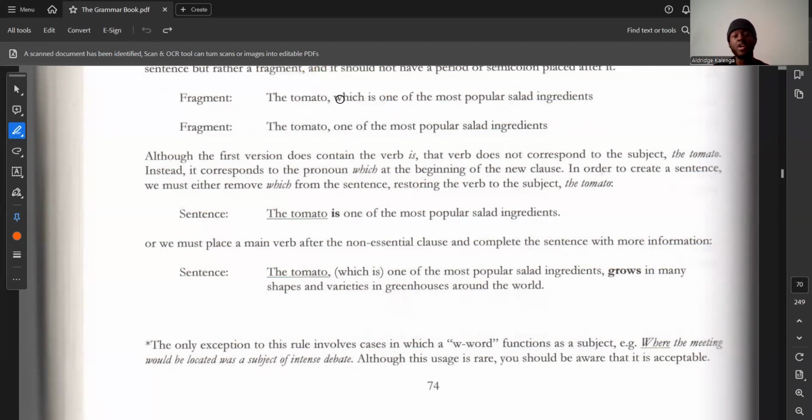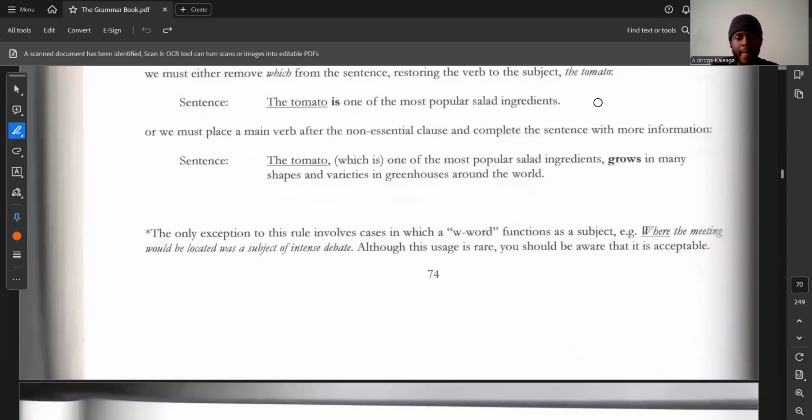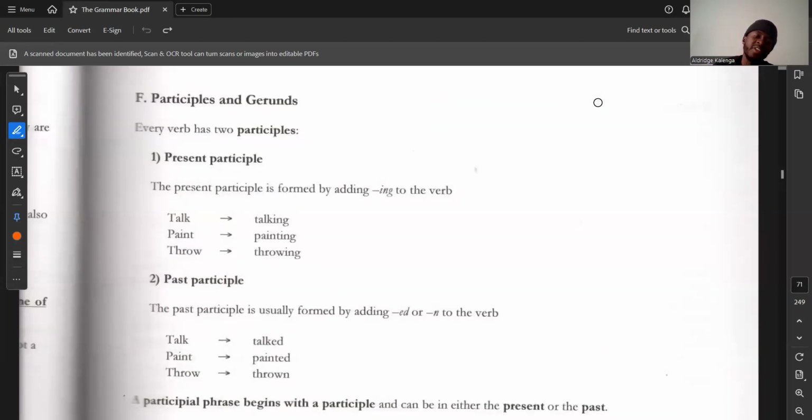If you say the tomato, which is one of the most popular salad ingredients, is a fruit, now that second verb is corresponding to the tomato, because you can say the tomato is a fruit and remove everything in the middle. Hopefully that makes sense. That's why they say conjugated verb corresponding to it.